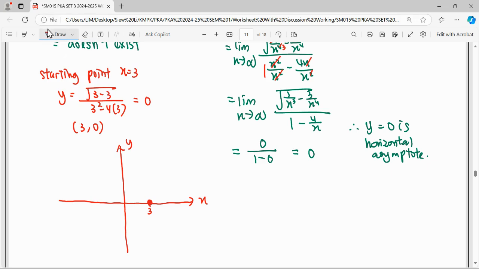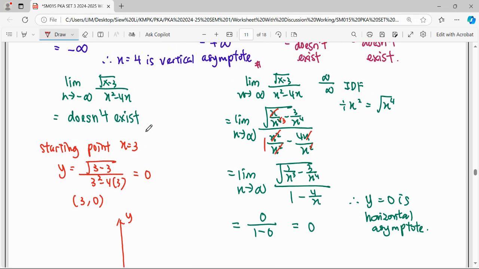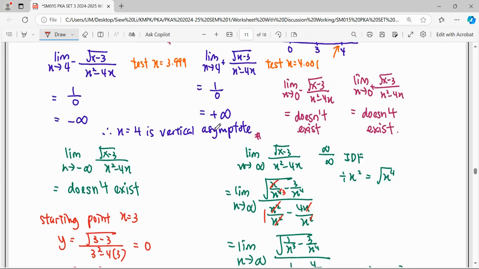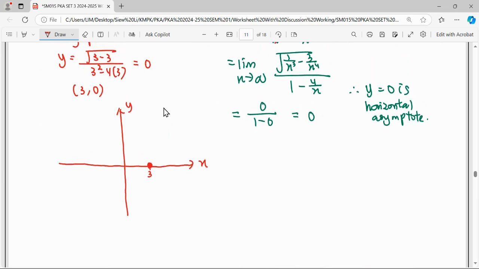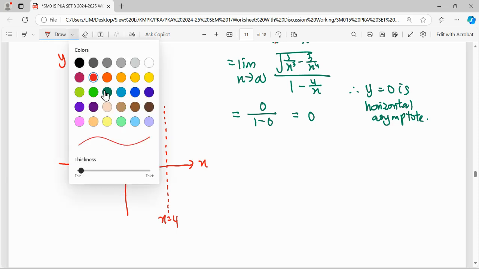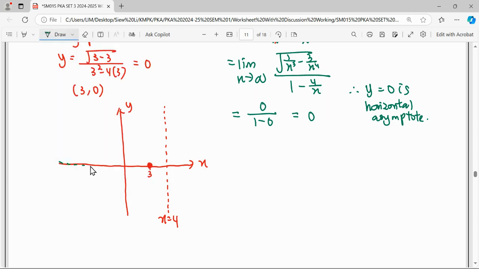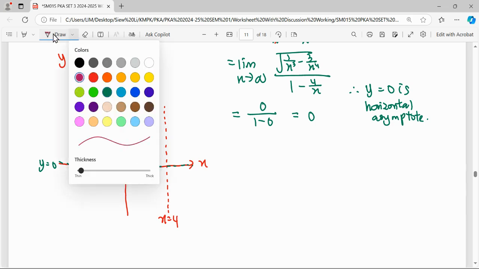And then apa lagi? What else we can see? We have vertical asymptote that happen at x equals to 4. So we draw this vertical asymptote x equals to 4. And we have a horizontal asymptote which is happen at y equals to 0. So we have these two asymptotes.